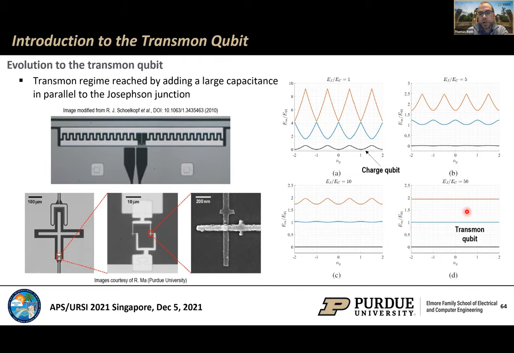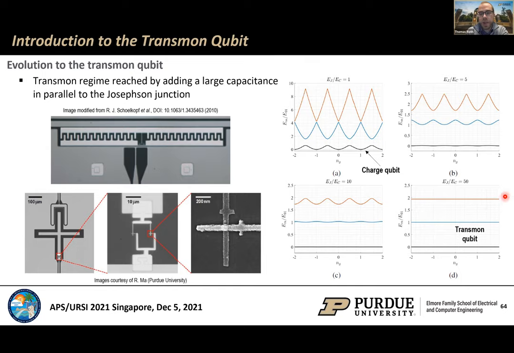So we see here, once we reach this transmon regime, that there's essentially no variation as a function of NG, but the energy difference between these two states and these two states is almost identical. Now, the important thing though, is that the sensitivity to NG decays at an exponential rate, while the anharmonicity decays at a power law rate. And so we still maintain enough nonlinearity, or enough anharmonicity, that we can still use it as a qubit.